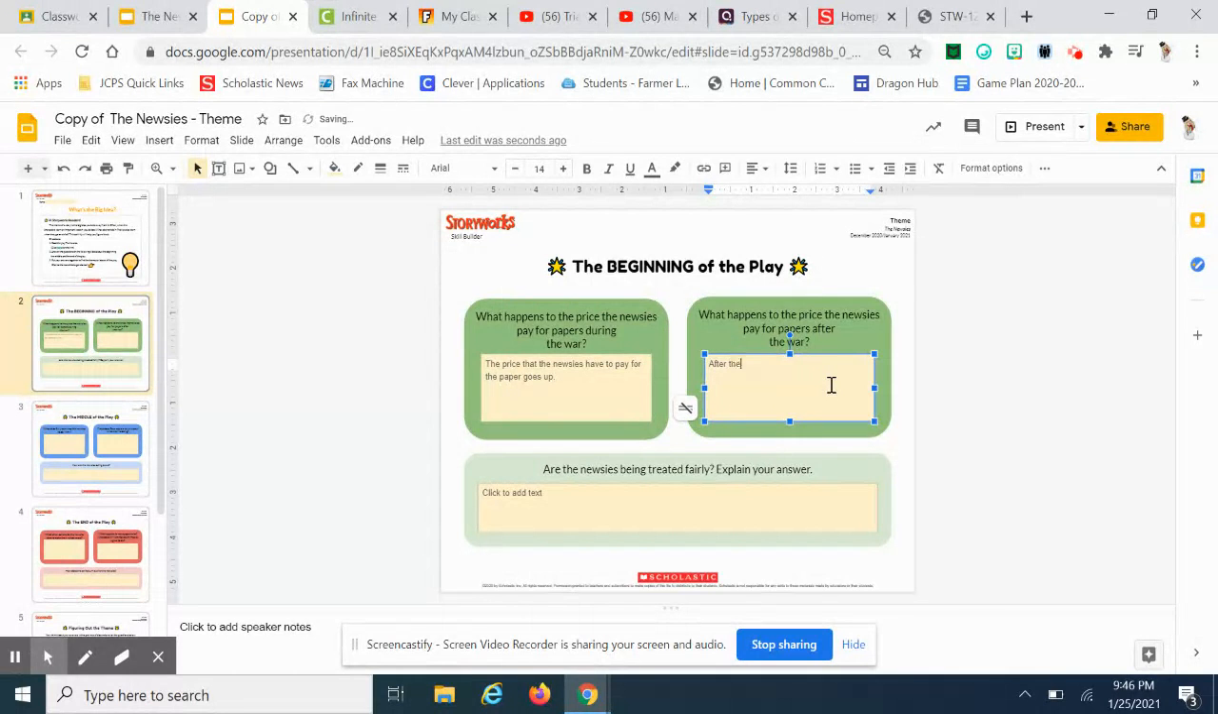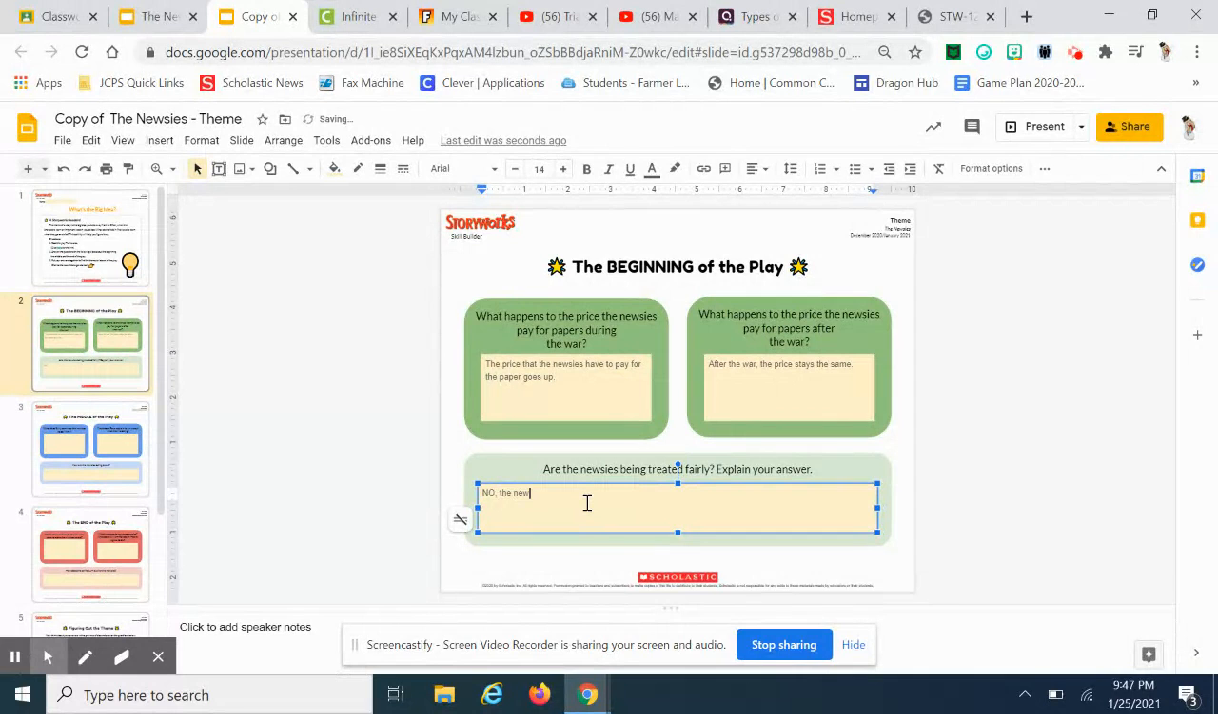All right. What happens to the price after the war? So after the war, the price stays the same. So remember, the newspaper owners promised that after the war they would lower the price back down, but they didn't. They kept it the same. So this question says, are the Newsies being treated fairly? And the answer is no, because they were told the price would go down after the war, but the owners did not keep their word. So we're going to say no.